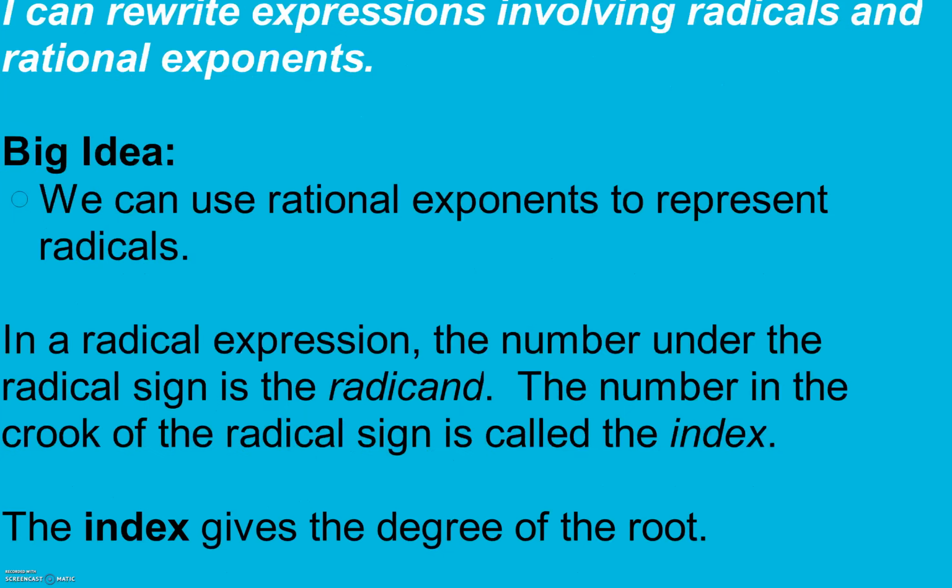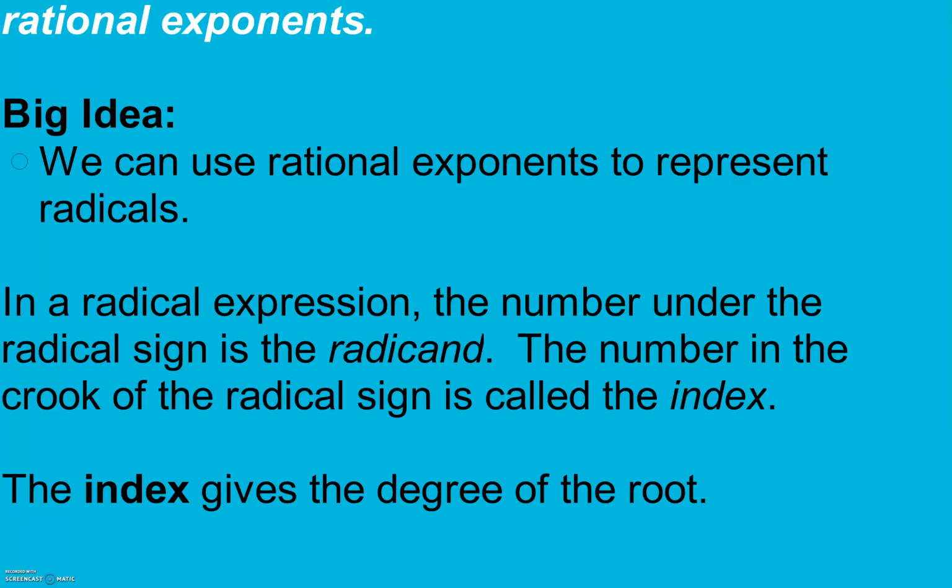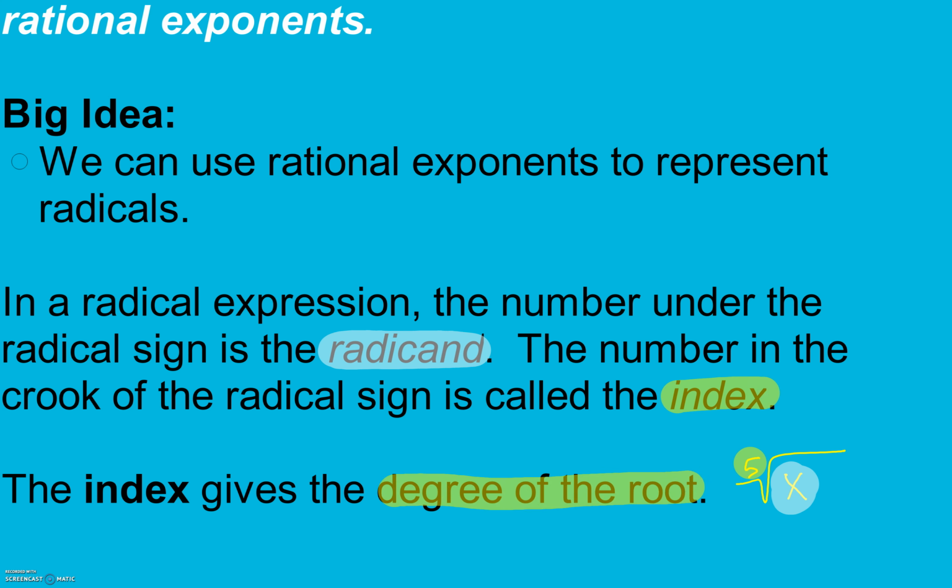In a radical expression, the number under the radical sign is the radicand. The number in the crook of the radical sign is called the index, and the index gives the degree of the root. So if we have something that looks like this, my x here is my radicand, and my 5 is my index, and that tells me the degree of my root. So I would call this a fifth root.